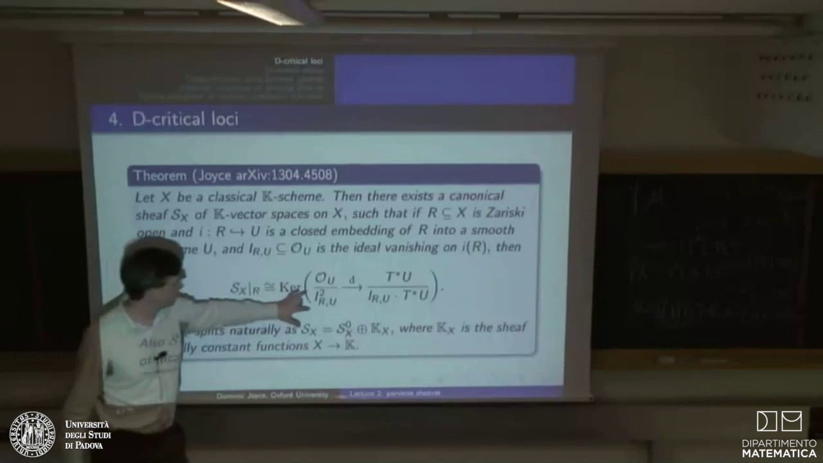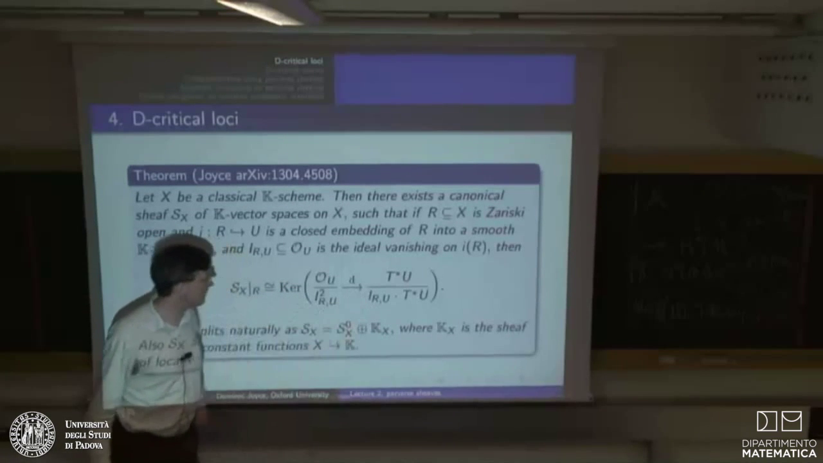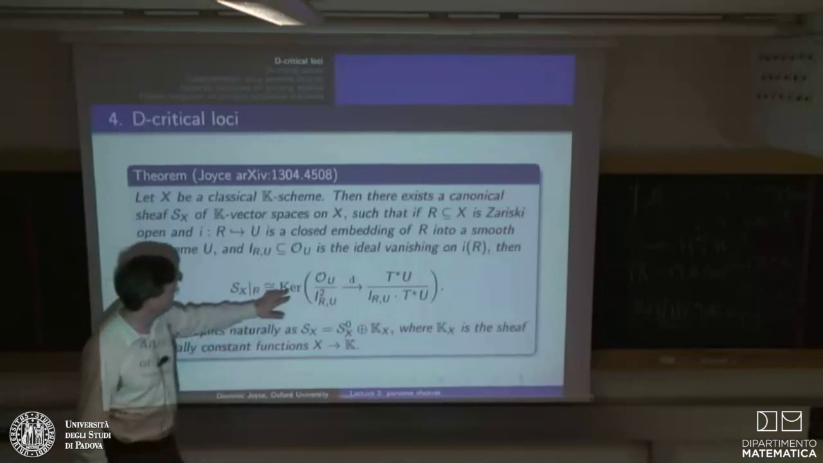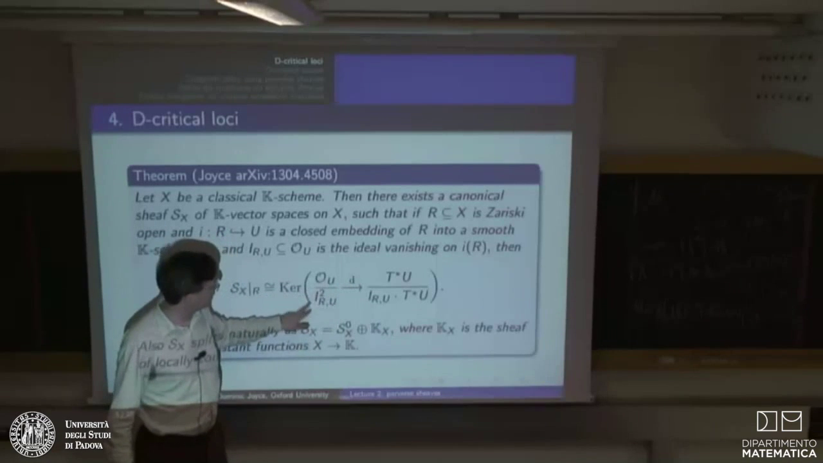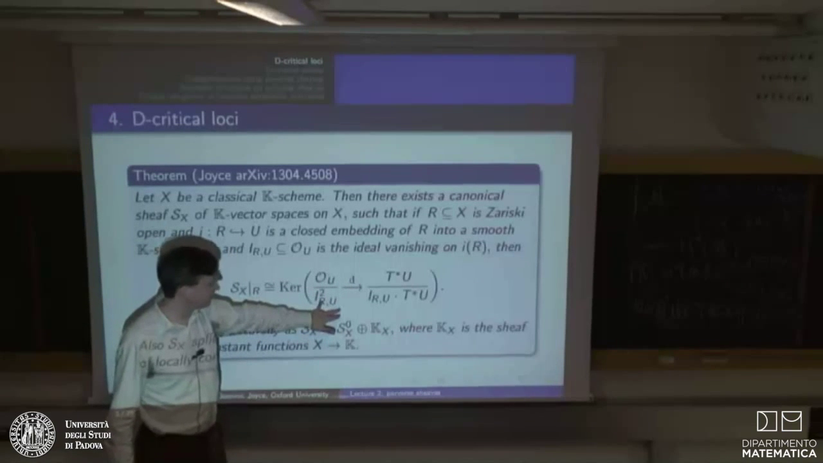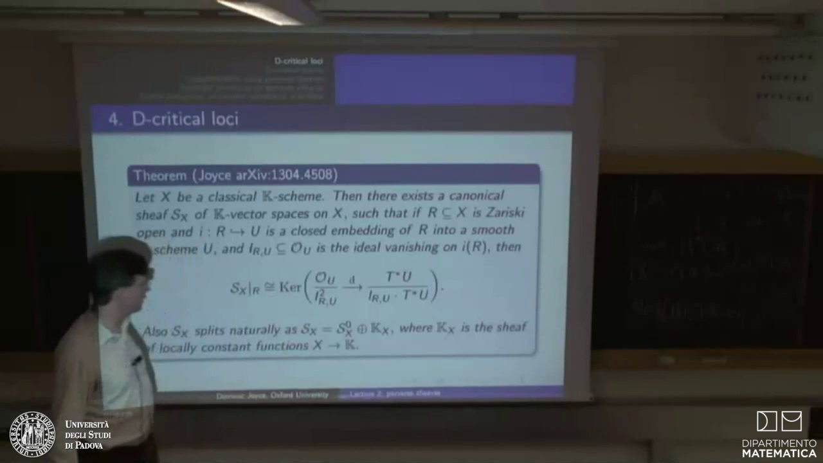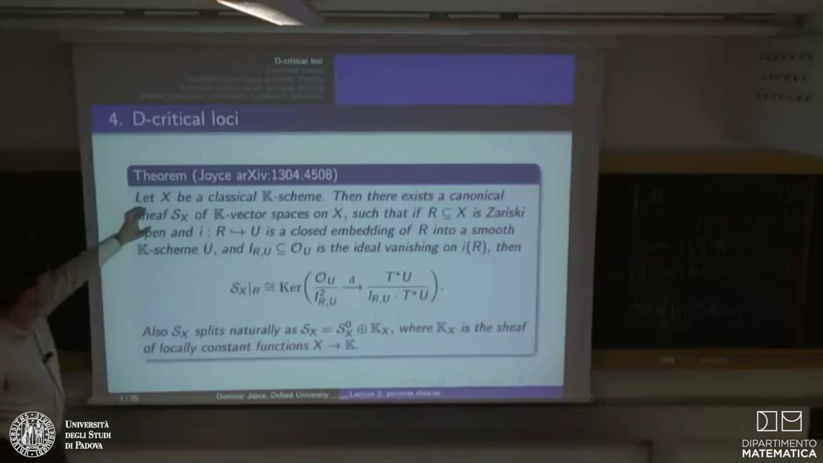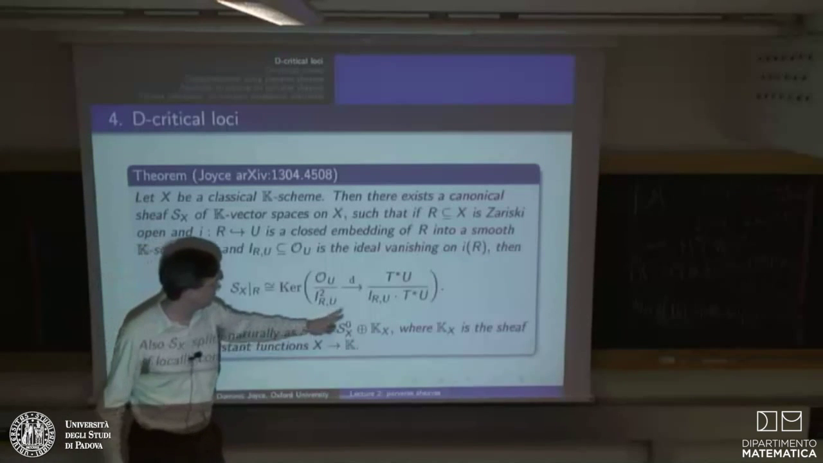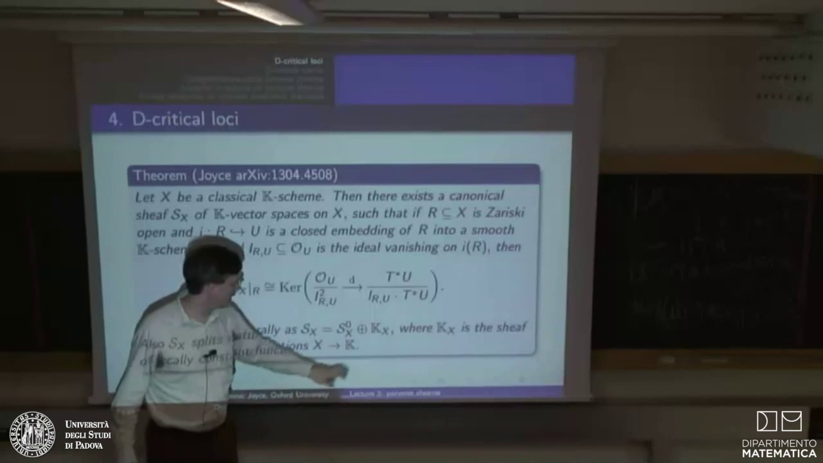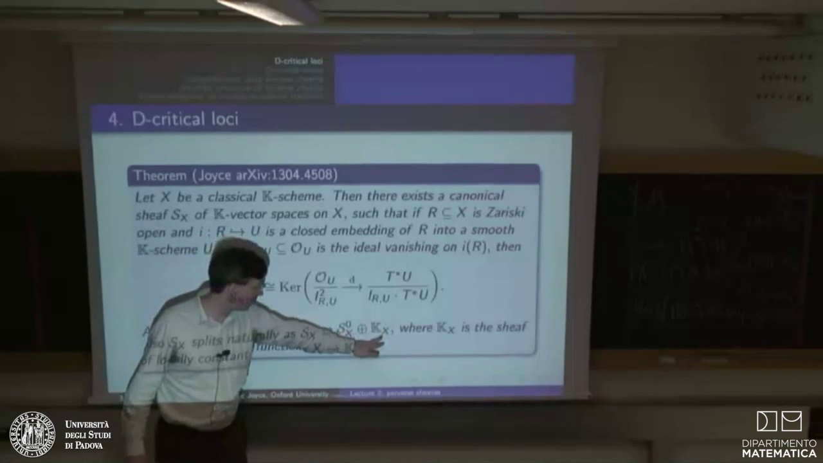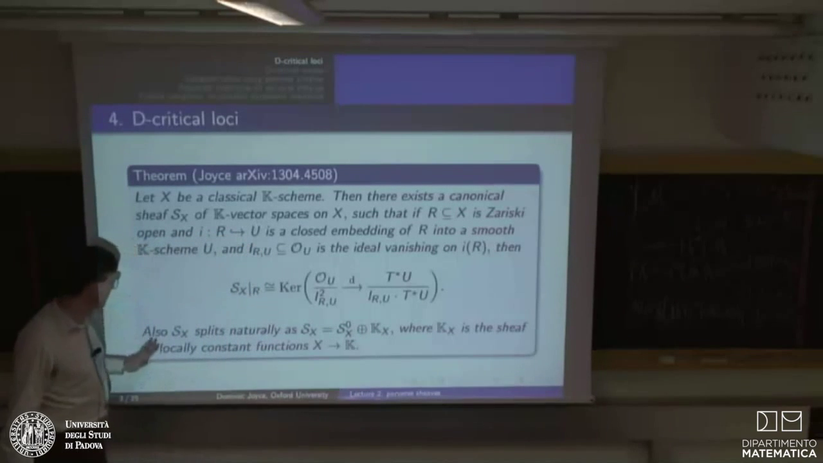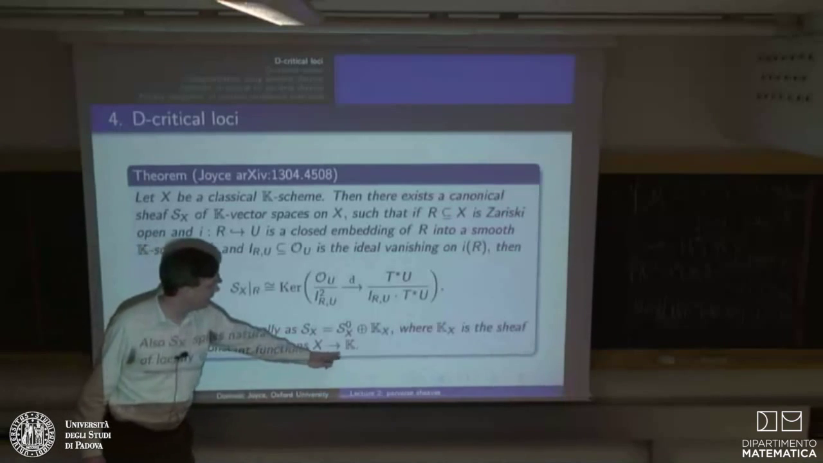So the ideal appears twice on the bottom here and once on the bottom there. And you need the difference because when you take the d, it can take one of these powers of I into something which is no longer in the power of I, in the ideal I. So also it turns out that this sheaf S_X has a natural splitting into a trace-free sheaf and the sheaf of constant functions on X, where K_X is a sheaf of locally constant functions from X into K.